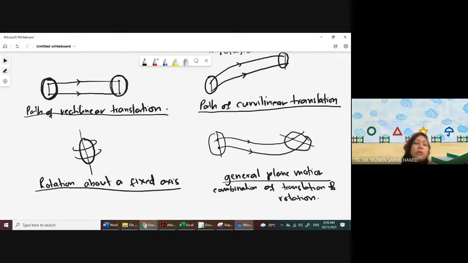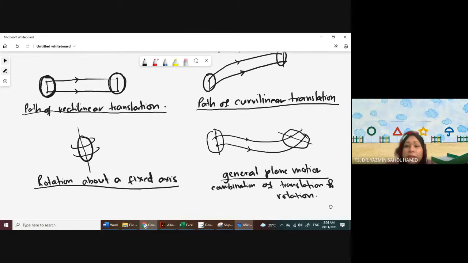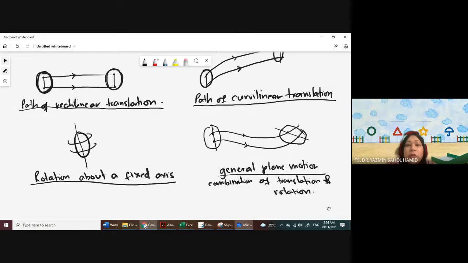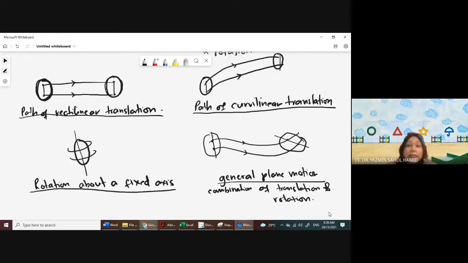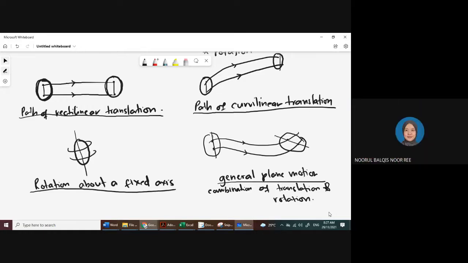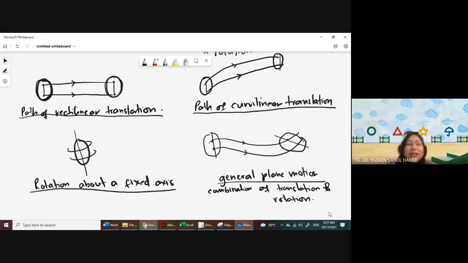okay, one good example of a combination of translation and rotation is a Ferris wheel. Do you know a Ferris wheel? Have you gone to ICT? Has anybody here gone to ICT before? Pernah pergi ICT? Balkis pernah pergi ICT, Balkis? Tak pernah. Tak pernah. Datang UiTM Shah Alam tak pernah pergi ICT. Okey. Tapi perasan tak dekat ICT Shah Alam ada satu Ferris wheel?